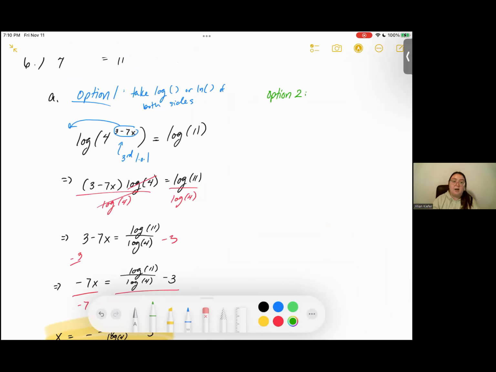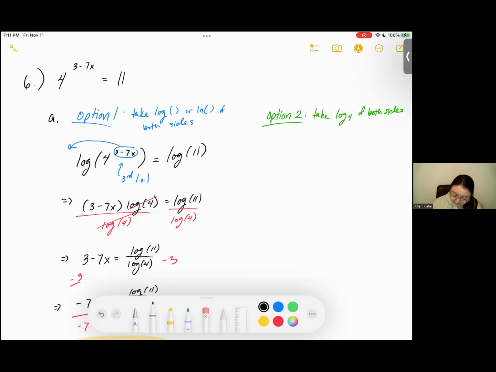But if you have a calculator that can calculate a logarithm of any base, instead of taking a log or a natural log of both sides, kind of the generic way, you can take log base 4. So the same logarithm with the same base as the base of the exponent. You could even use option 2 and use the change of base formula in the end if you would like to do that as well. So you do have a couple options here.